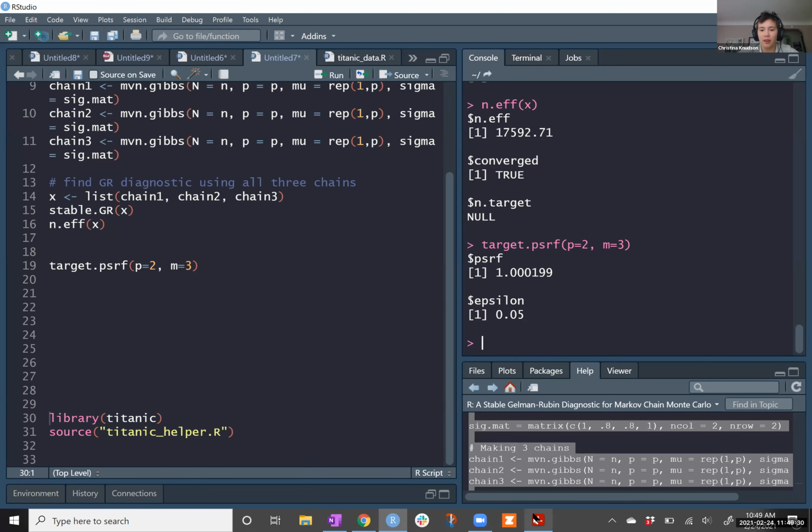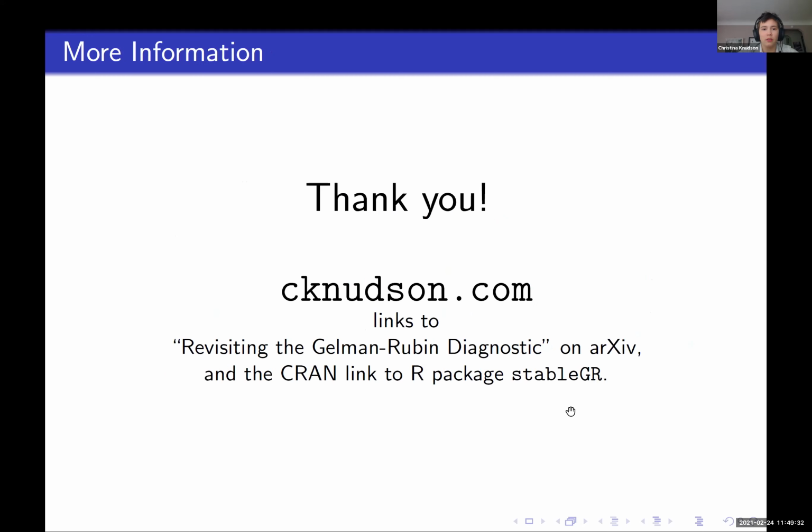Okay, so I think that then concludes everything that I wanted to show you today. If you have any questions, definitely feel free to ask now, or you can send me an email later. And then also on my website, there's a link to the paper. For now, the paper's on arXiv. It's been accepted to Statistical Science. And then the R package stable GR is on CRAN, and then it's also on GitHub. So you can look at it either place. And I've got links to both those things here.